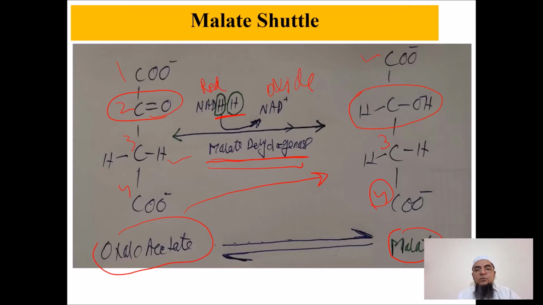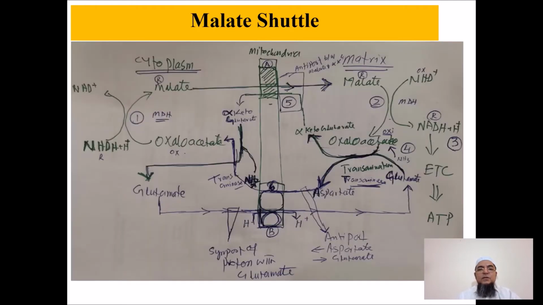Now I'm taking you to the actual shuttle. Now this malate will enter into the mitochondria. So keep the previous picture in your mind. We have that oxaloacetate here. We start here. This is the mitochondrial membrane. This is the cytosol. This is the mitochondria, and this is the mitochondrial matrix. From here onward is the mitochondria.